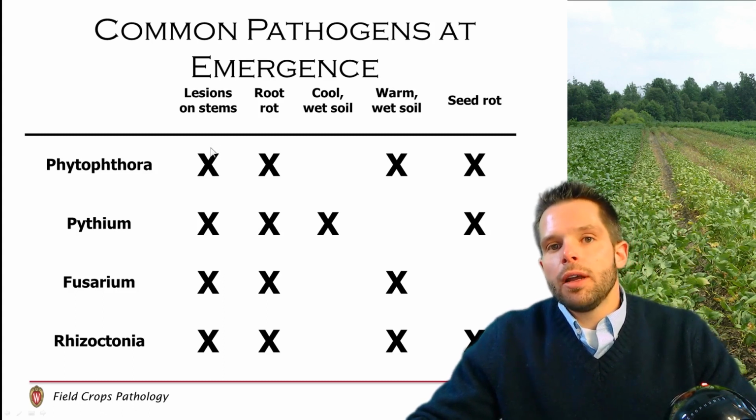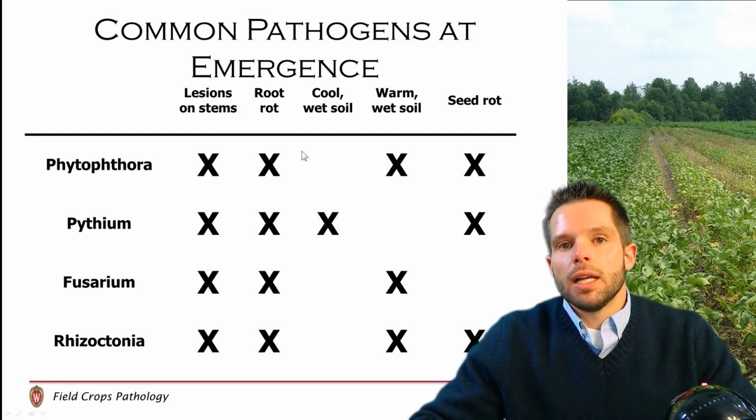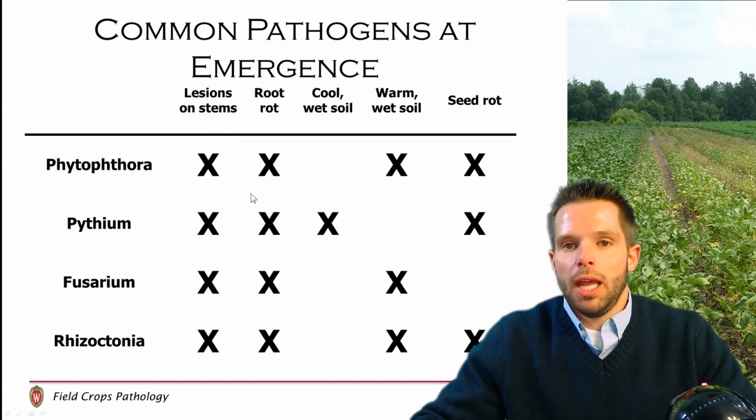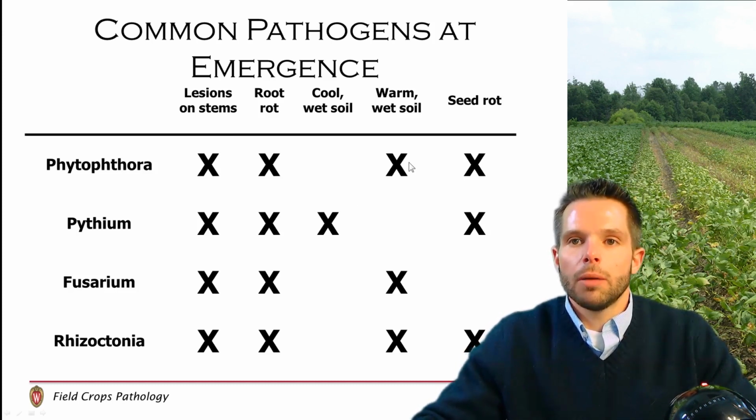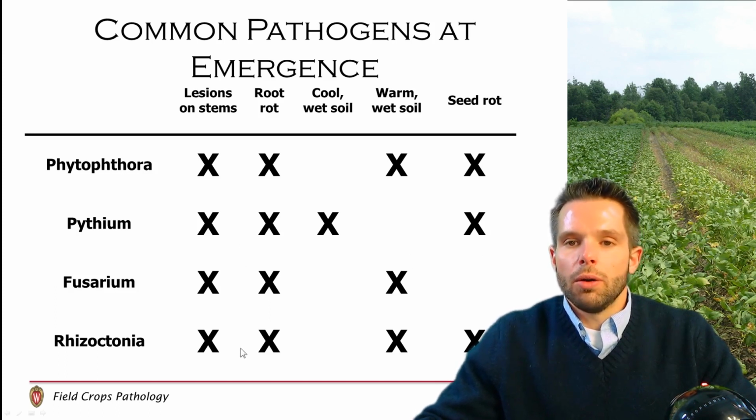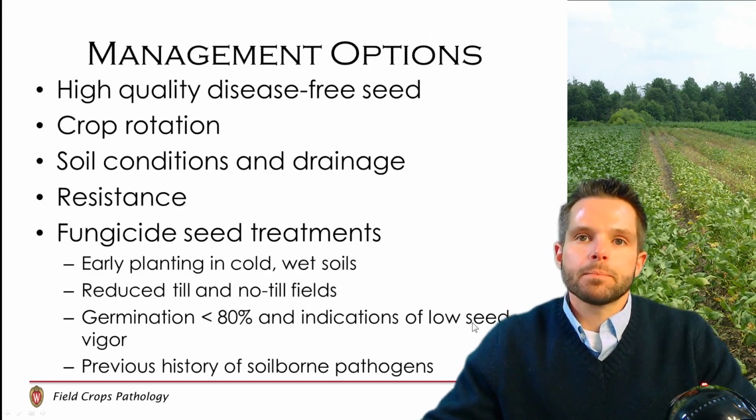Now, Phytophthora can cause, again, those lesions on stems. They can cause that root rot and also seedling rot, just like Pythium. So it can be difficult to tell the two apart, but again, that temperature condition can get you started in the right direction. And as you can see, that's much different than what you might see out of Fusarium, which doesn't typically cause a seed rot for us, or Rhizoctonia, which is primarily more seen in warm, wet soils, and also causes a seed rot.